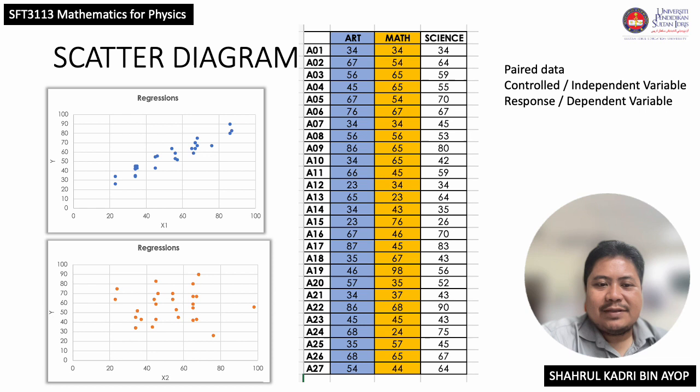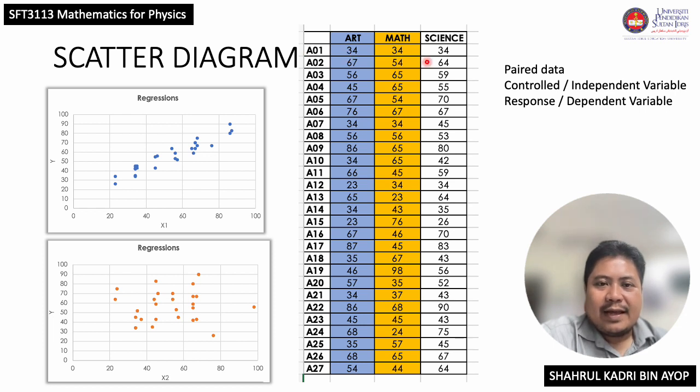Alright, so suppose that you have a table of scores of 27 students in arts, math, and science. So these are the scores for arts, for maths, and for science. So from here, we can see that every student has three scores.